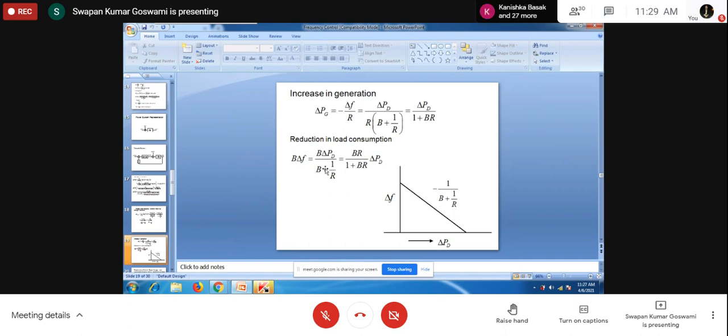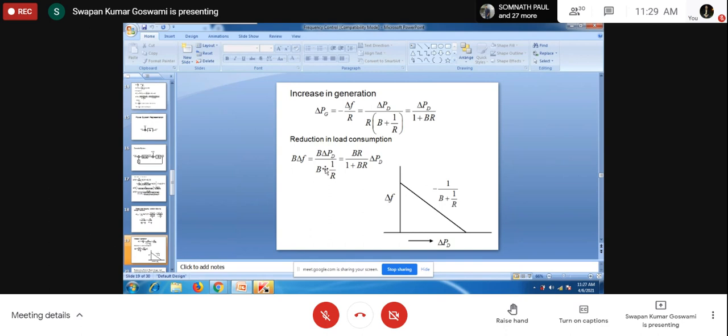Since the frequency is changing, the system will reduce its kinetic energy, it will release its kinetic energy. So that released kinetic energy will actually be supplied to the newly connected load, and the load will get power from there.